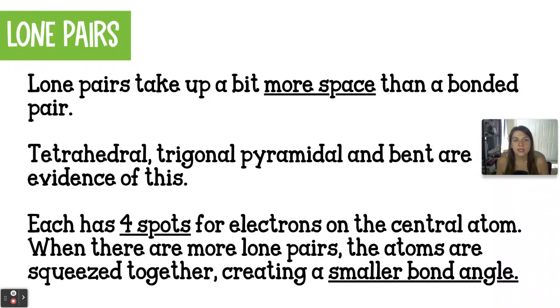So more of what I was saying here is that the lone pair takes up a little bit more space than a bonded pair because they're free to move around. And we often talk about tetrahedral, trigonal pyramidal, and bent being evidence of this. We have 4 spots for electrons on that central atom, 4 and 0 in tetrahedral, 3 and 1 in trigonal pyramidal, and 2 and 2 in bent. So as we get more lone pairs, those hydrogens, at least in this case, all of the molecules we spoke about were hydrogen, but they could be any atom. They get squeezed together closer and closer, which is going to shrink the bond angle.